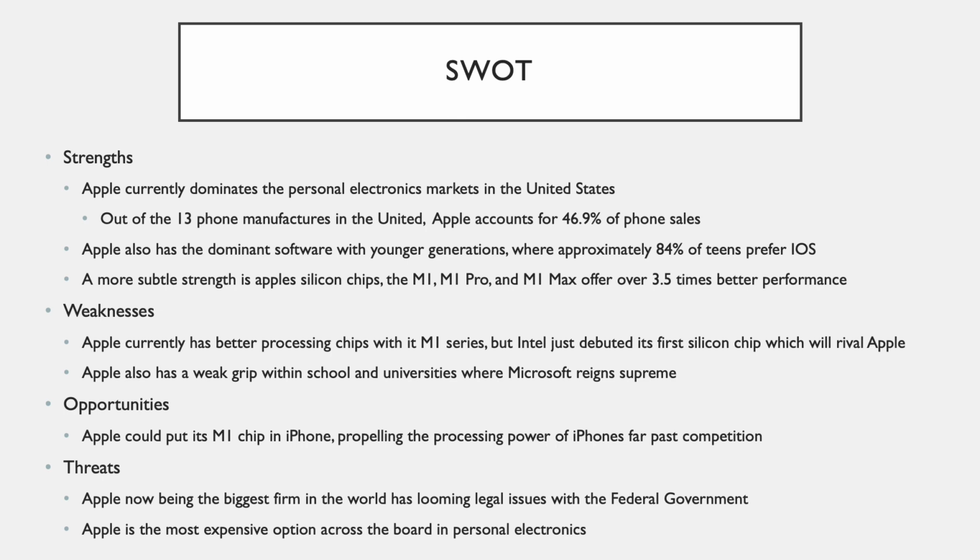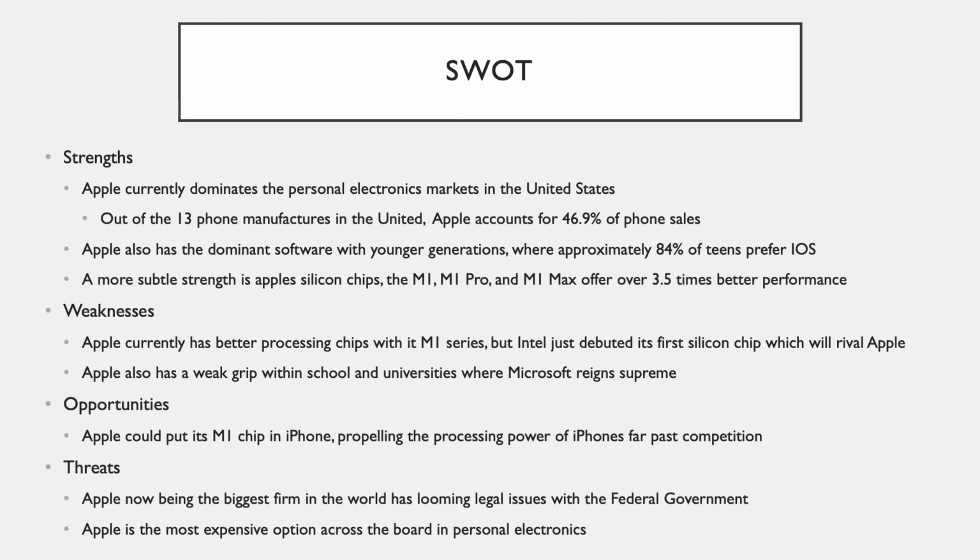Weaknesses: Apple currently has a better processing chips with its M1 series. However, Intel just debuted their first silicone chips, which will rival Apple and likely take up some of their market share. Apple also has a weak grip within schools and university, where Microsoft reigns supreme. Opportunity: Apple could put its M1 chips in iPhones, propelling its processing power of the iPhones far past competition. That's because the M1 chip is just so small.